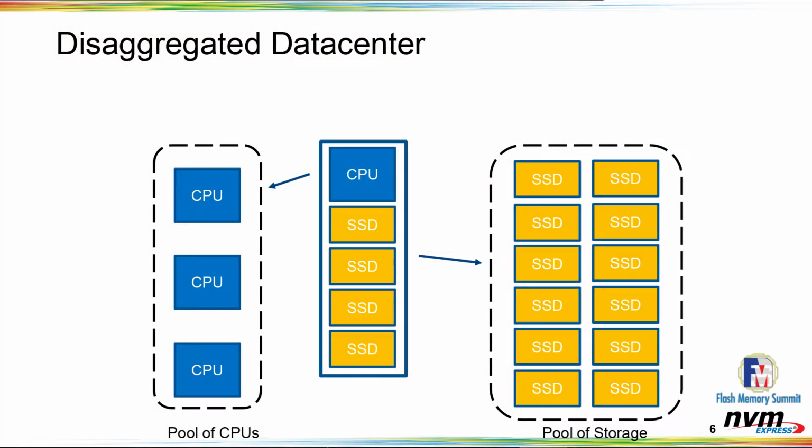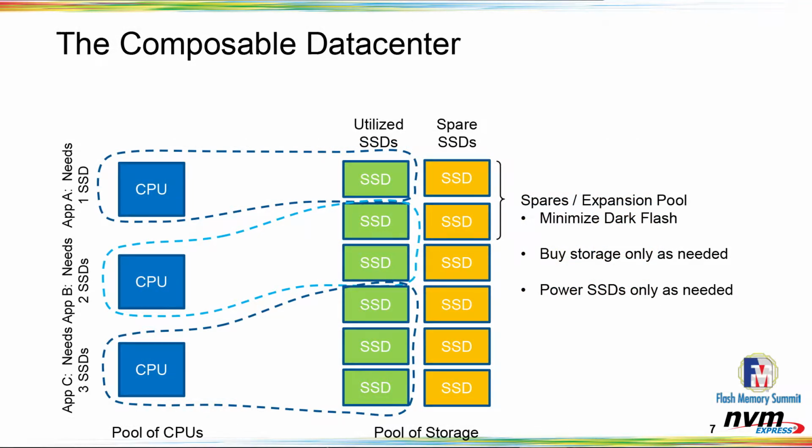So if we look at disaggregating it, and again, these are not new terms, so I'm sorry if I'm repeating a bunch of stuff for people, but it's very simple. We take the CPUs and put them in a pool, we take all the SSDs and create a pool out of them, and then we allow the applications on those CPUs to connect to whatever storage they need. So we end up with this idea of a composable data center where app A grabs its 1 SSD, app B gets its 2, and app C gets its 3.